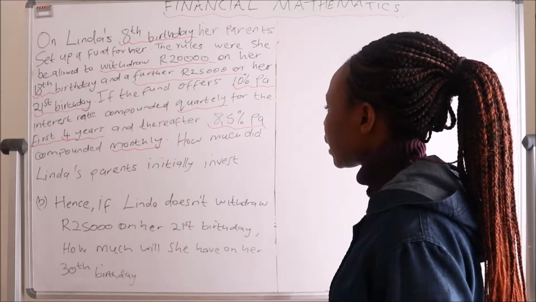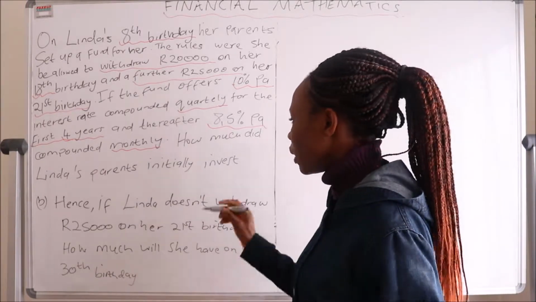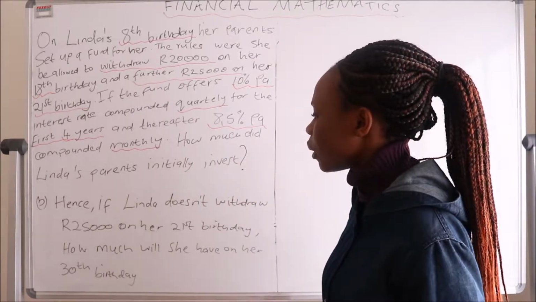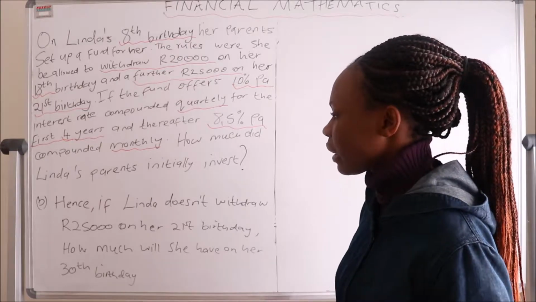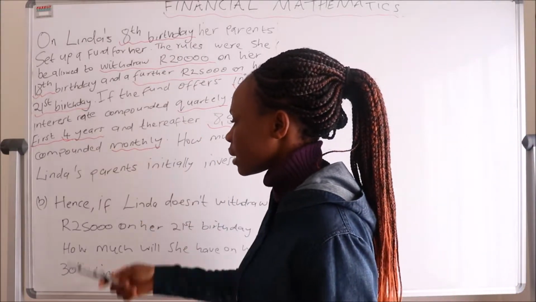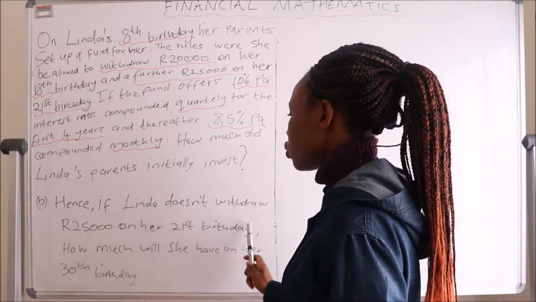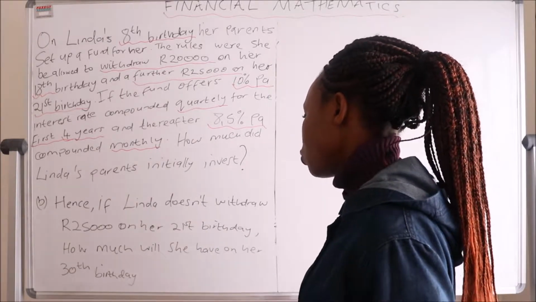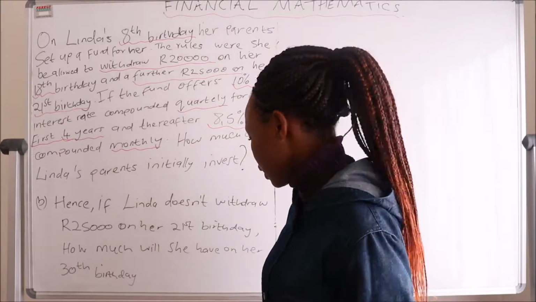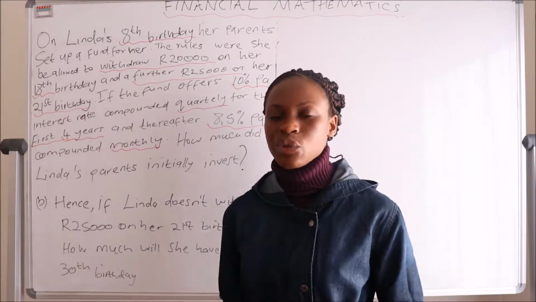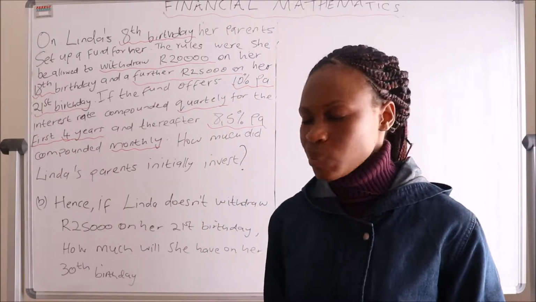The question says, how much did Linda's parents initially invest? We don't know the amount that they initially invested, which is what we are trying to find here. The second question says, using the very same information, if Linda doesn't withdraw 25,000 on her 21st birthday, how much will she have on her 30th birthday? That means it will be 9 years later from the 21st birthday.